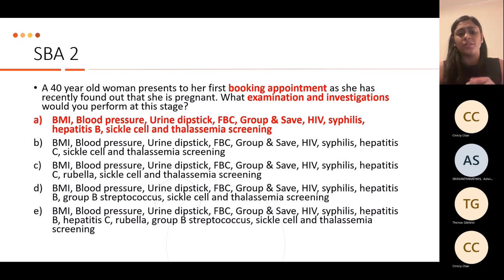In terms of the other options, we no longer screen for rubella, and we don't tend to screen for group B strep, although there are some massive trials looking into whether or not there is a cost benefit to screening for group B strep.